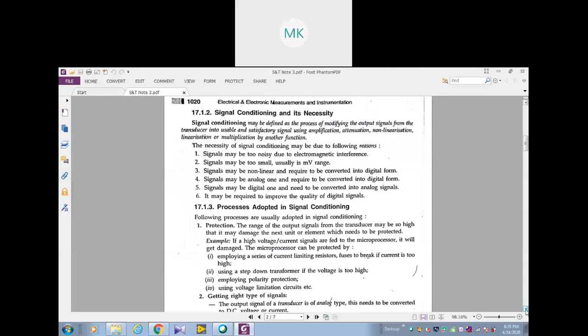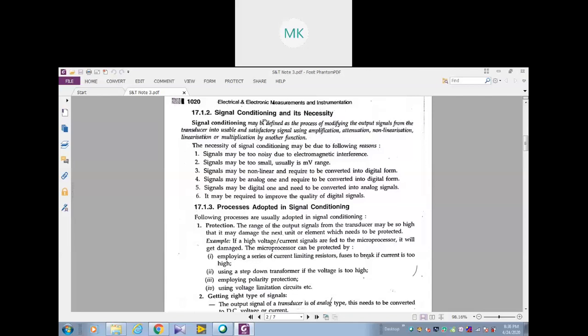Signal conditioning and its necessity. Now what is signal conditioning and what is its necessity? Signal conditioning may be defined as the process of modifying the output signals from the transducer into a usable and satisfactory signal using amplification, attenuation, non-linearization, linearization or multiplication by another function. So signal conditioning means we are converting the received signal into the required form. We are making the necessary modification to it using amplification, attenuation or some other things.